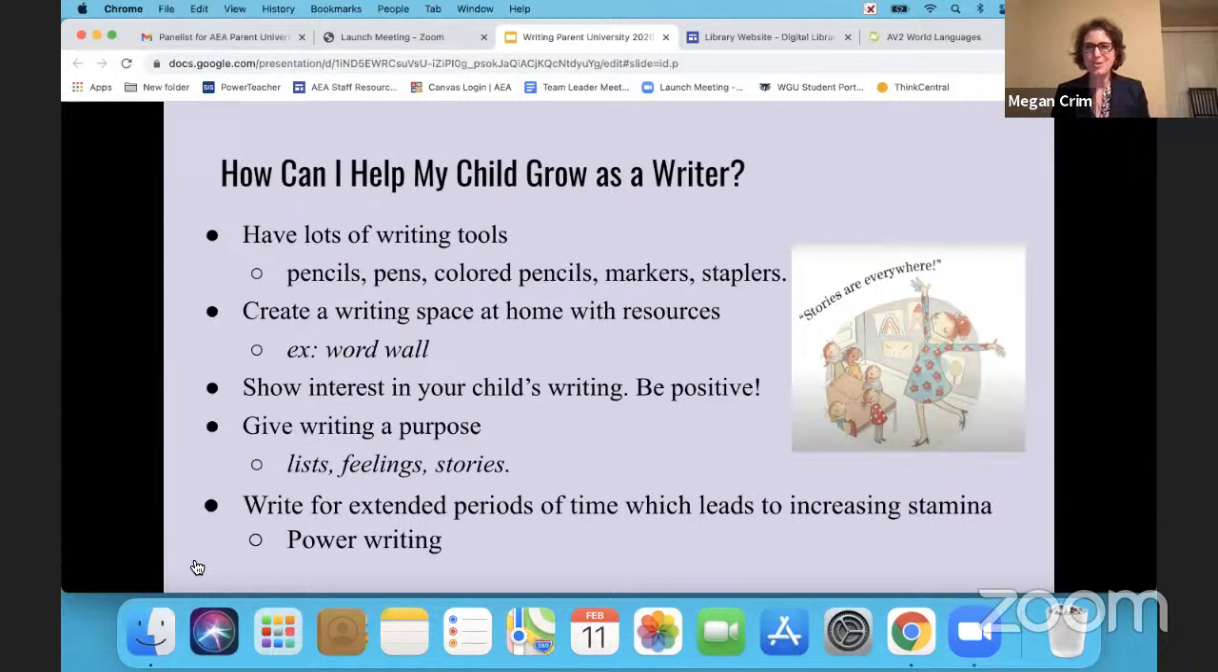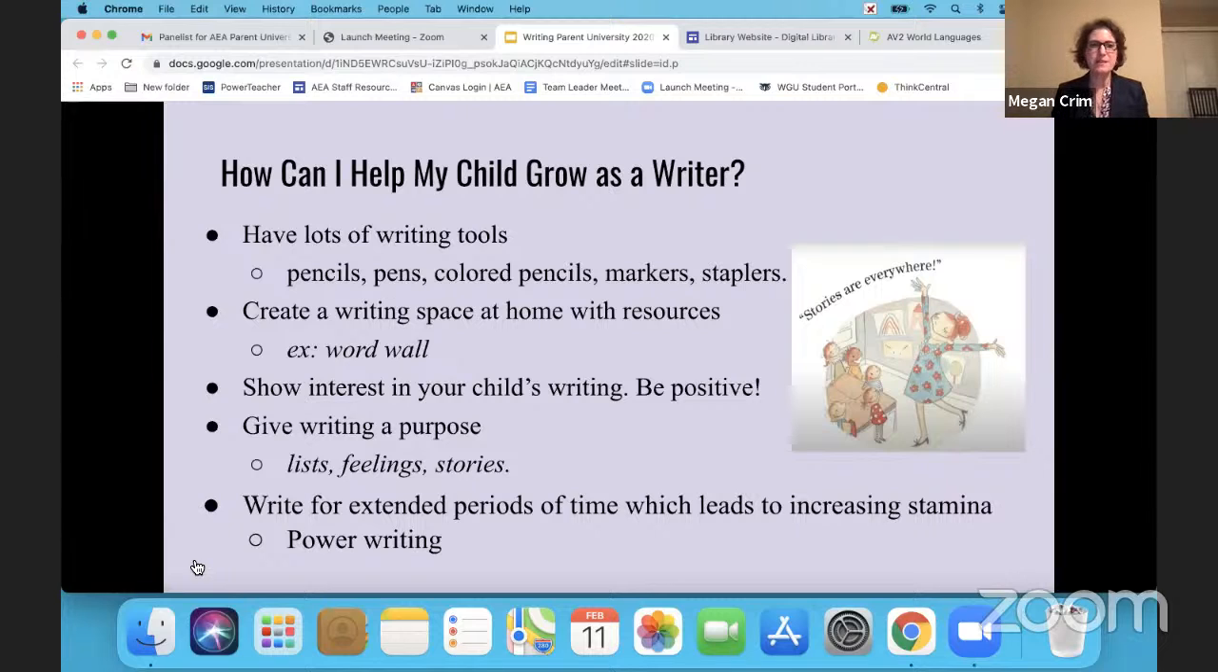Show an interest in your child's writing. Be positive. You want to make sure you're not expecting perfection. I haven't seen perfection yet in the classroom. You'll see in a couple slides that my own writing is super messy and not perfect. If I have to model neat writing, I will have to concentrate and make that extra effort. But I just want to be positive about writing, just bold attempts at expressing themselves, and just be in awe and wonder that they can do that.